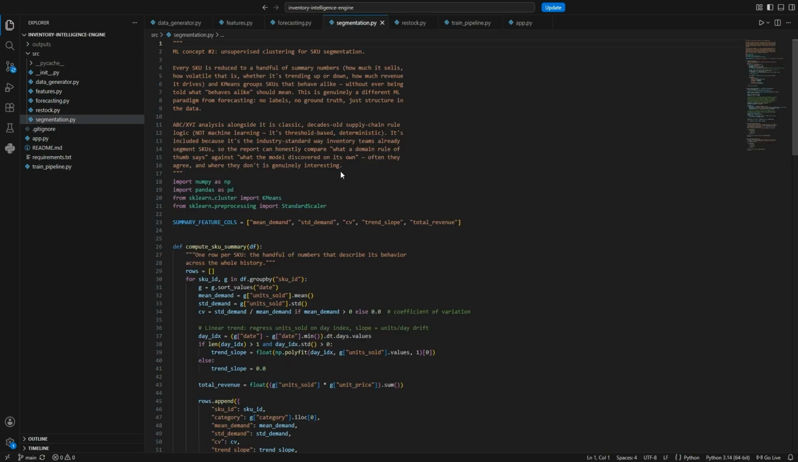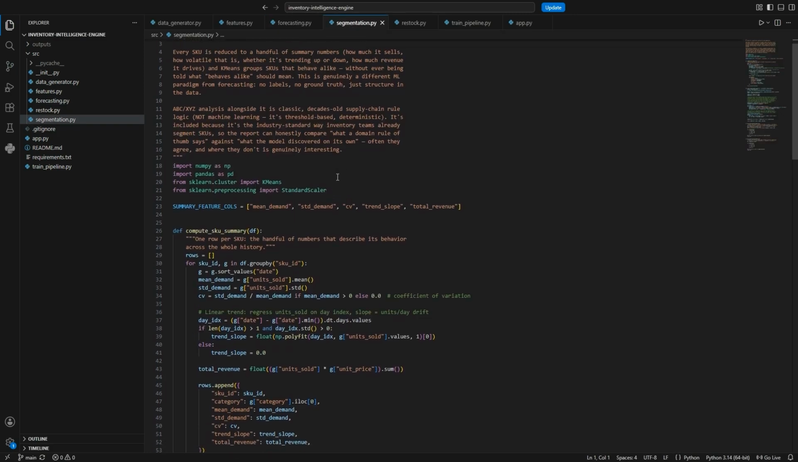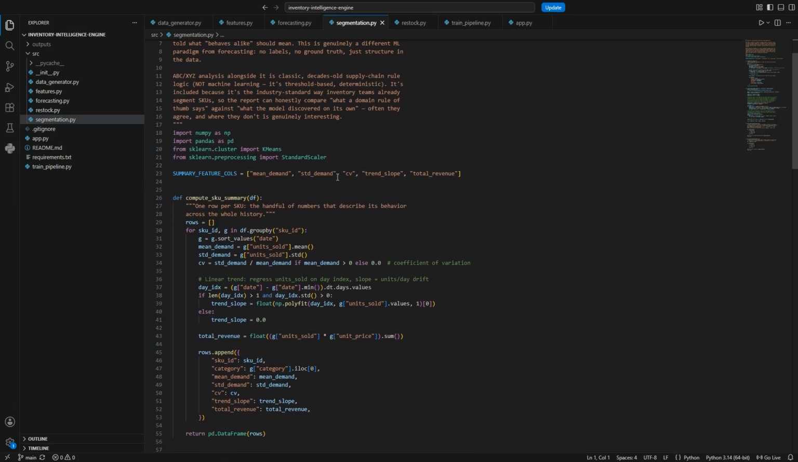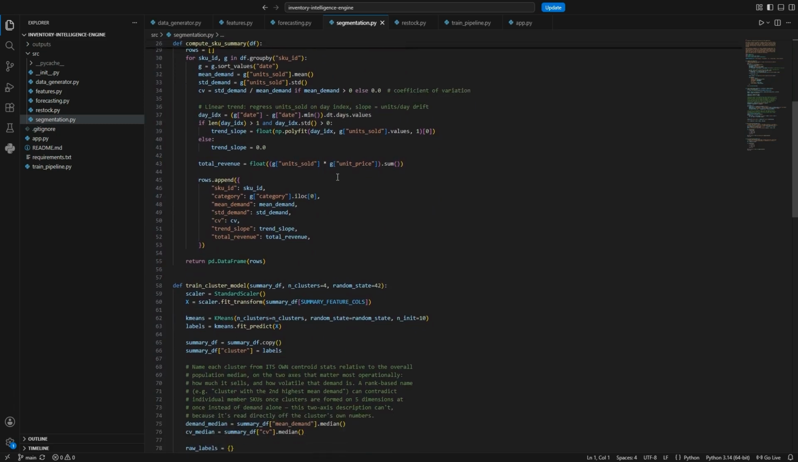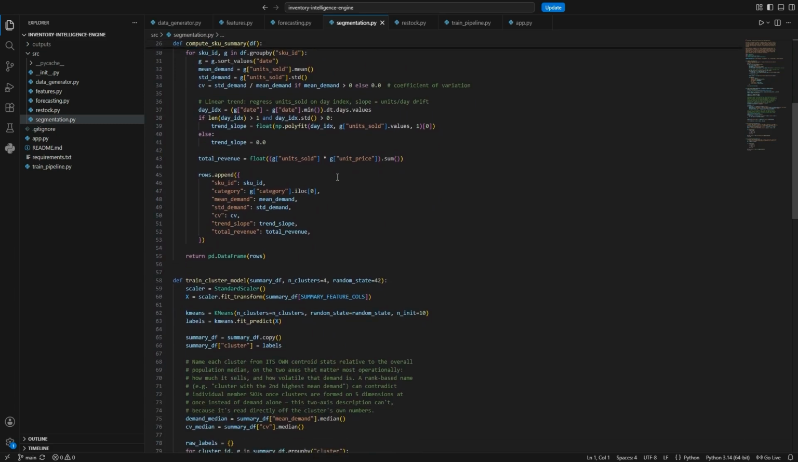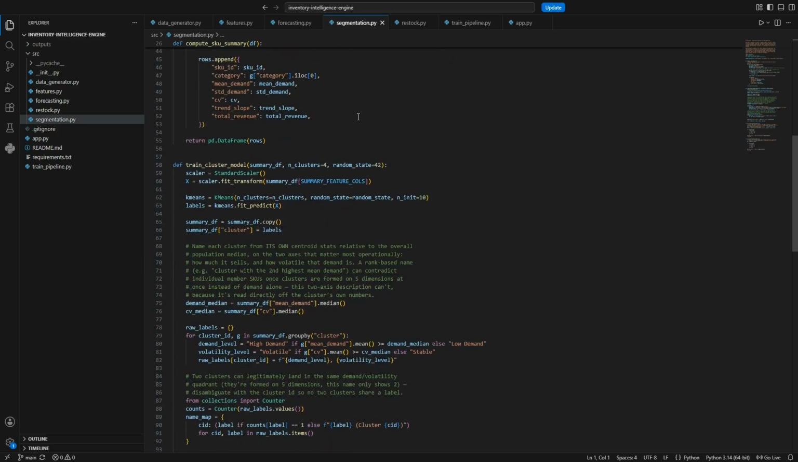The next one is segmentation.py. So this is ML concept 2, the unsupervised clustering. K means groups SKUs by demand level, volatility, and trend with zero labels given. It just finds structure on its own. I also added classic ABC XYZ analysis here, decades old but purely rule based, specifically to cross check the clustering against something that isn't machine learning at all.